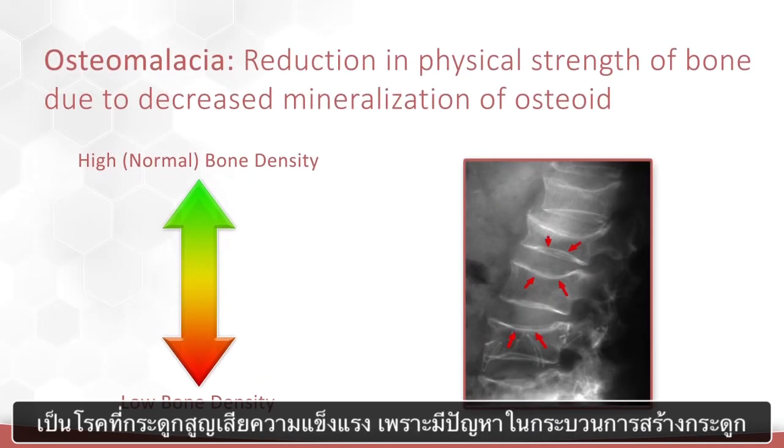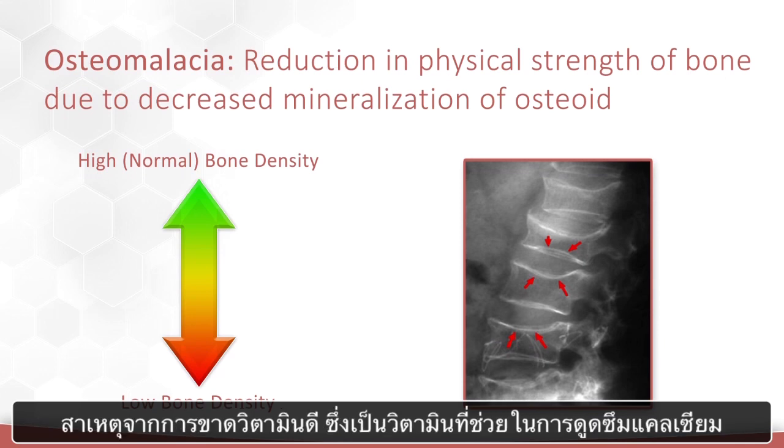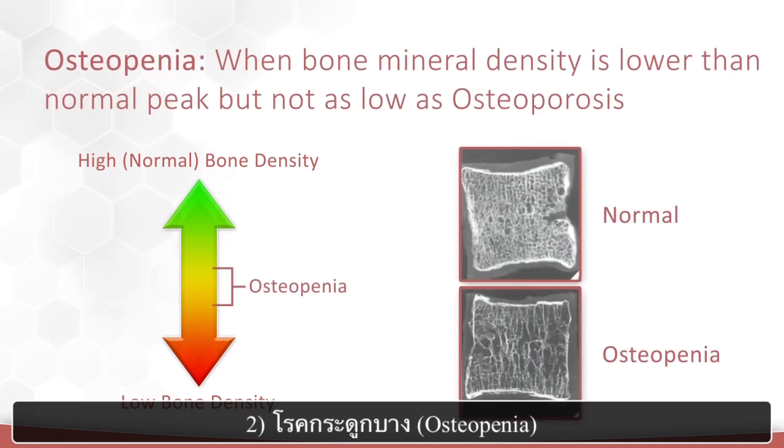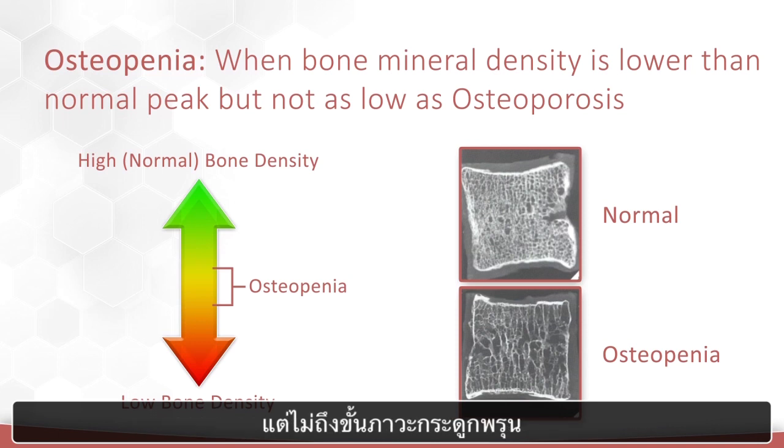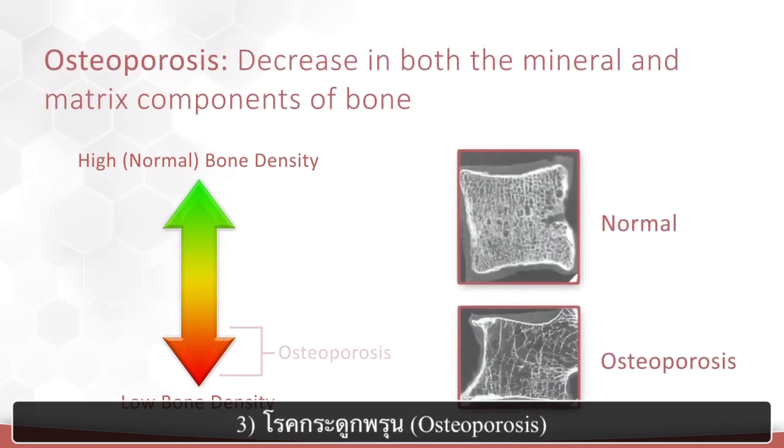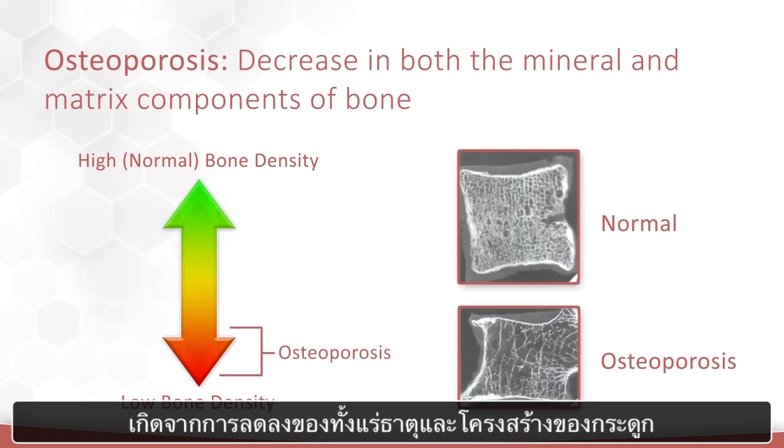Osteomalacia is a reduction in the physical strength of bone due to decreased mineralization of osteoid. Osteopenia occurs when bone mineral density, or BMD, is lower than normal peak BMD, but not low enough to be classified as osteoporosis. And osteoporosis is the decrease in both the mineral and matrix components of bone.